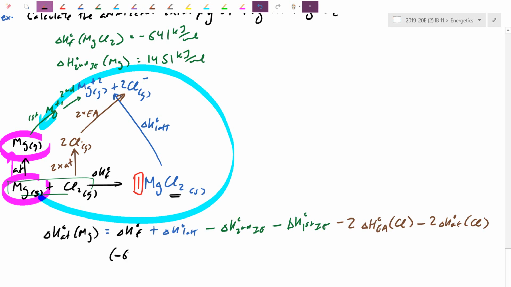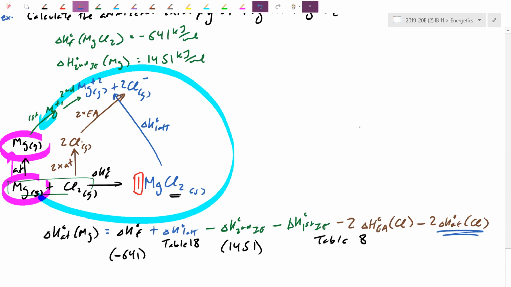Formation number here, this is negative 641 that was given to you. The lattice enthalpy, you can try looking on table number 18. I believe it's there. I will take another look at tomorrow's lesson. Second ionization I was given in the problem, so I'm going to minus off 1451. First ionization as well as electron affinity, I can look at table 8. So lots of using your data book in this one. The one that I told you was not on any table was atomization.